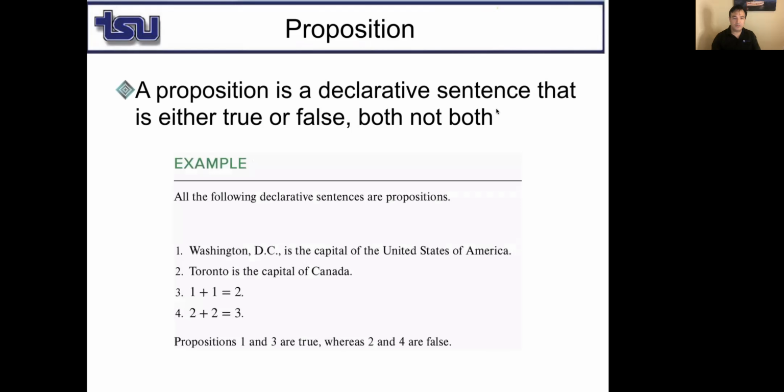Okay, for example, if you check the sentence, Washington, D.C. is the capital of the United States, that's a declarative sentence, and that is true in this case. If you say Toronto is the capital of Canada, that's a declarative sentence, which happens to be false. If we say 1 + 1 is equal to 2, that's a declarative sentence, happens to be true. 2 + 2 is 3, that's a declarative sentence, which happens to be false.